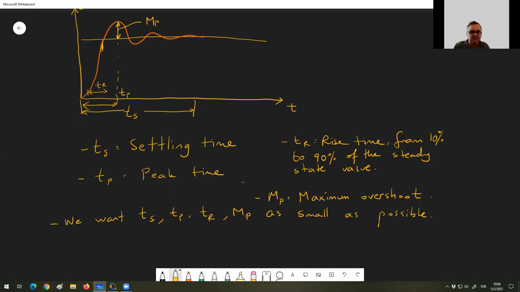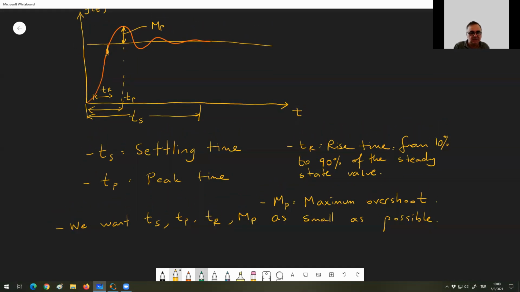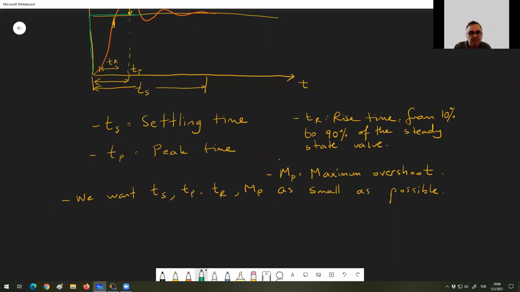So what would be the best response, in a sense? The best response would be this. You put a step input on the system, and your system responds like this. That is, it acts as a zeroth order system. This green line would be the best response, but with physical systems, this is not possible. You have to have a little bit of delay and some oscillation. Otherwise, you cannot have a physical system that responds instantly.